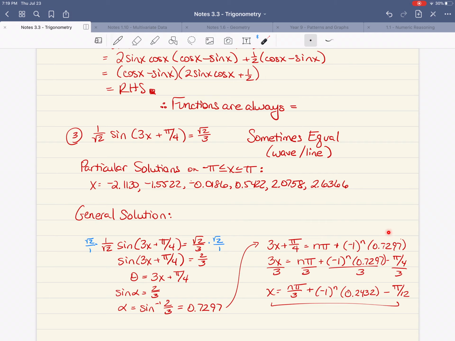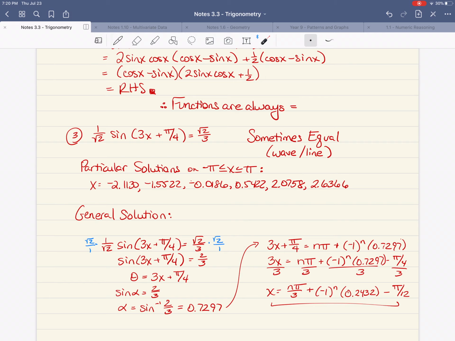Then we use our general solution for sine, because this is a sine problem. Theta equals n pi plus negative 1 to the power of n times alpha. So start peeling away the 3 and the pi over 4. Pi over 4 first. So 3x equals this plus this times this, minus the pi over 4. Divide everything by 3, x equals n pi over 3 plus negative 1 to the n. Dividing these two gives me this, minus pi over 12. And that's the general solution to this problem.